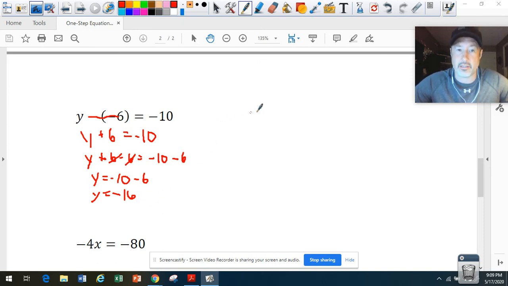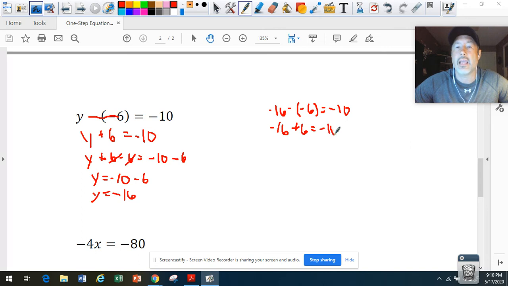So if we were to check this, we'd go negative 16 minus negative 6 equals negative 10. We know this is the same as negative 16 plus 6, because our negatives here become a positive, equals negative 10. And negative 16 plus 6 is negative 10. So negative 10 equals negative 10. And yes, this is correct. So our answer of y equals negative 16 is correct.